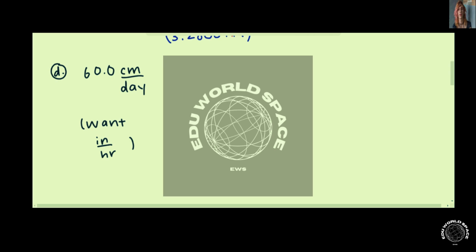Okay. So for this last problem, we want to convert centimeters per day to inches per hour. Again, the easiest way is to pick one unit at a time. So let's do centimeters. If you look up the conversion factor, 1 centimeter is about 0.3937 inches. And then we can multiply this. We want to get to days, so we know that 1 day has 24 hours.